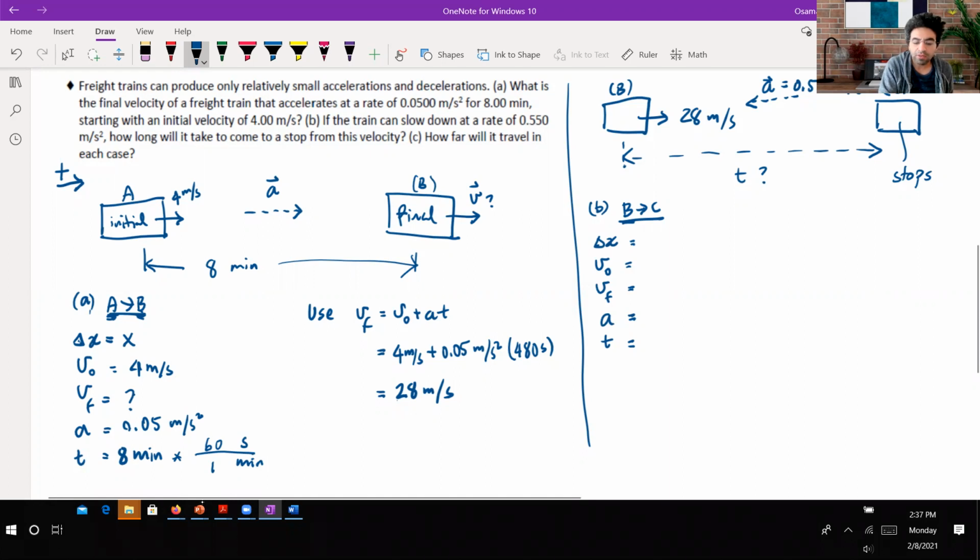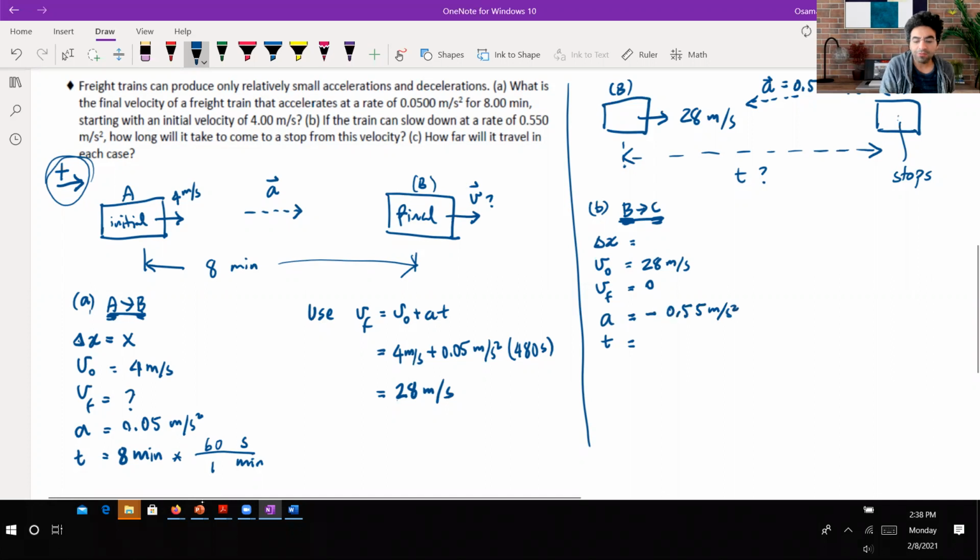The initial velocity now is the velocity at the beginning of the segment that I'm studying. So at point B, that would be 28 meters per second. The final velocity would be the velocity at the end of the segment that I'm studying. So that would be point C. At point C, it stops, right? Because I want to know how long it takes for it to stop. So that means at the end of the segment, it stops, so the final velocity in this case is 0. What is the acceleration during that segment? It's 0.55 meters per second squared, but it's pointing in the direction opposite the direction that I'm calling positive for all things. So because it's pointing towards the left and positive is towards the right, I have to give this a negative sign.